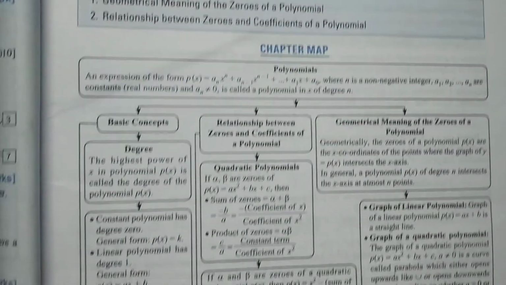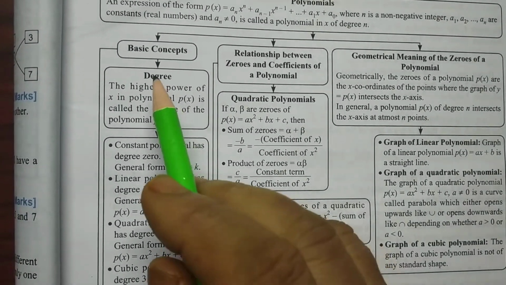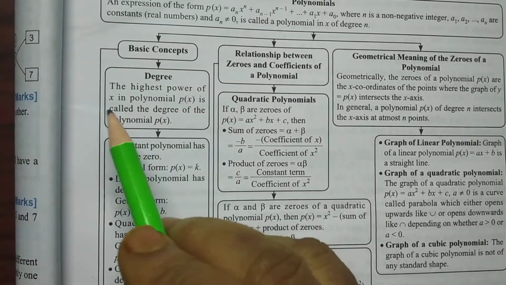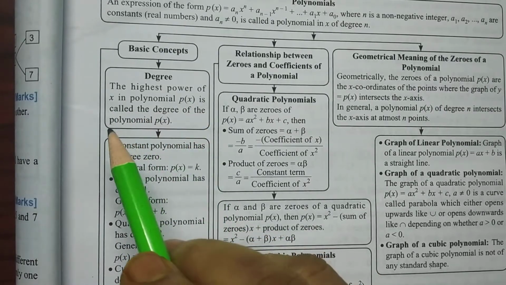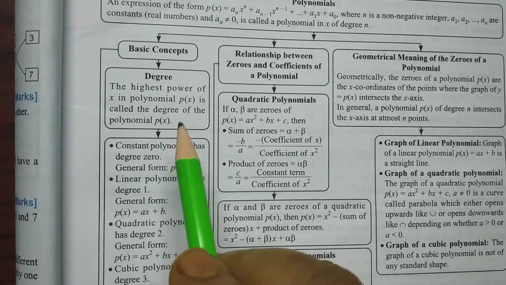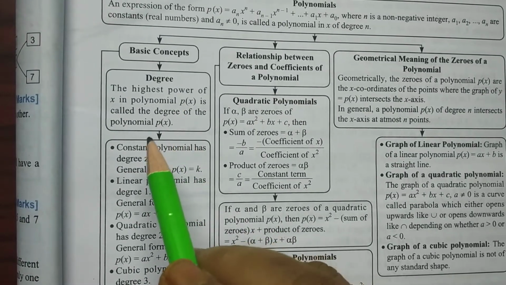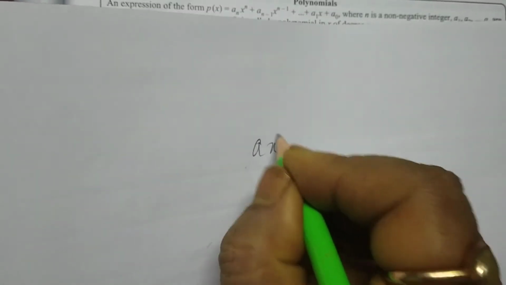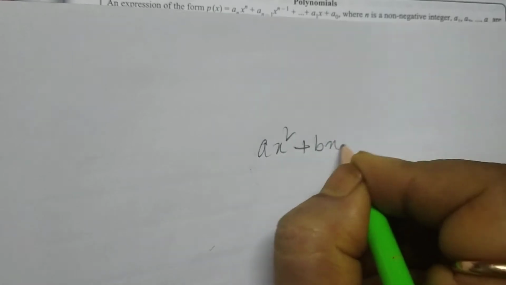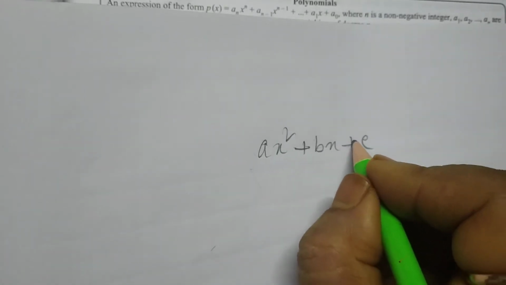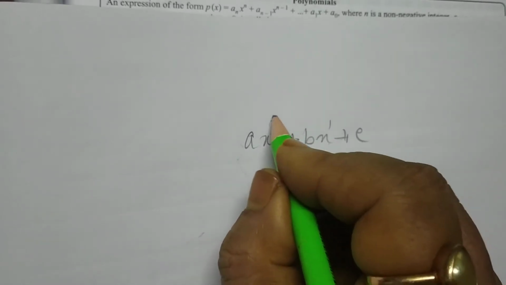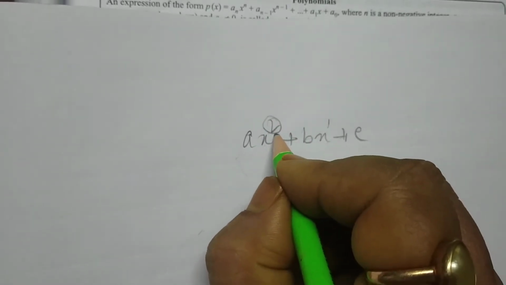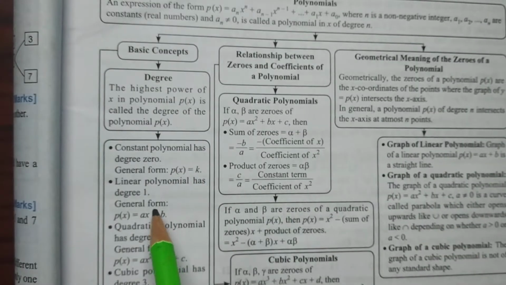Now some basic concepts. Degree means what? The highest power of x in the polynomial p(x) is called the degree of the polynomial p(x). Suppose we write ax^2 + bx + c. Here x has power 1 and the other term has power 2. The highest one is 2. That's why here the degree is 2.